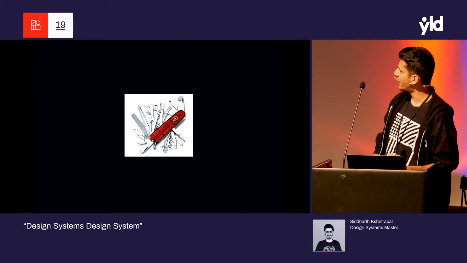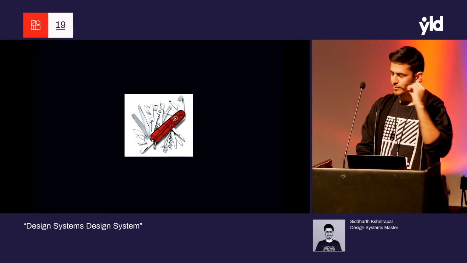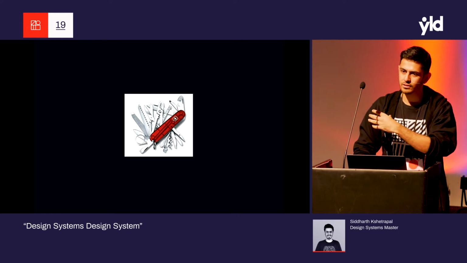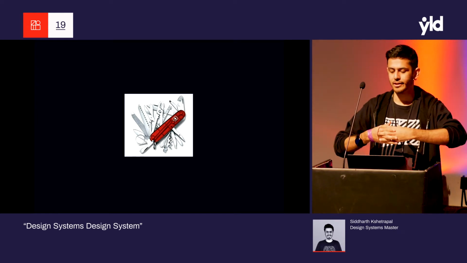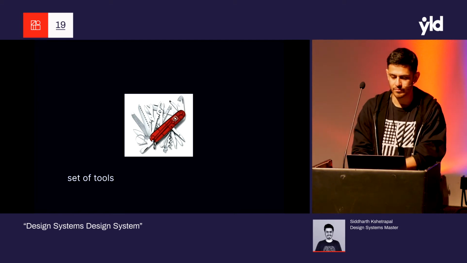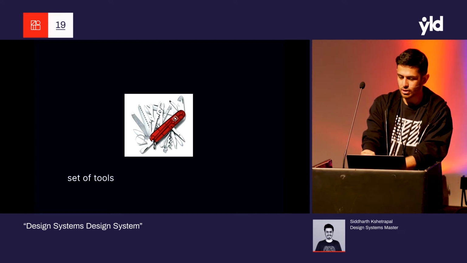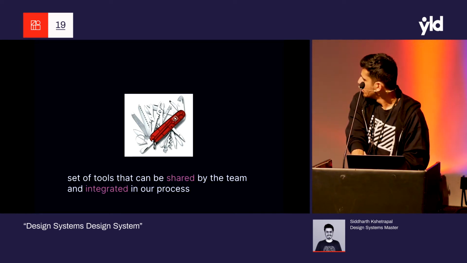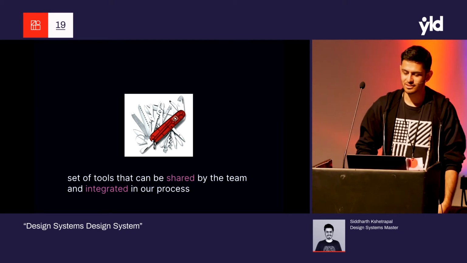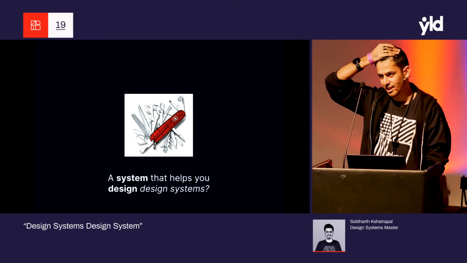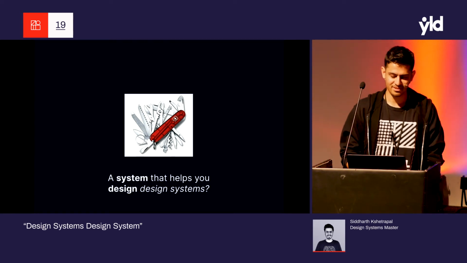And I kind of ran with this analogy a while, and then I went to Amazon and got lost. So it's like a Swiss Army knife. You have a bunch of tools in your toolkit, and all of these together kind of come up with building a design system. I wonder what you would call such a thing, right? It's almost like a set of tools that can be shared by the team, and it can be integrated in a process. It's kind of like a system that helps you design a design system. It's a design system.